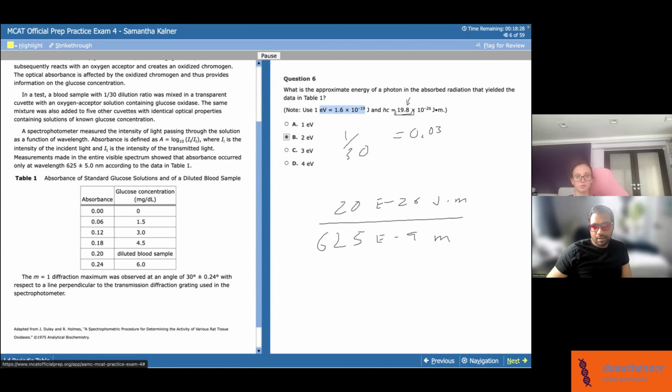So it's very time consuming, but okay, that makes sense. So I know this equation, so this should be an answer that I can easily get. Which equation? The E photon equation.